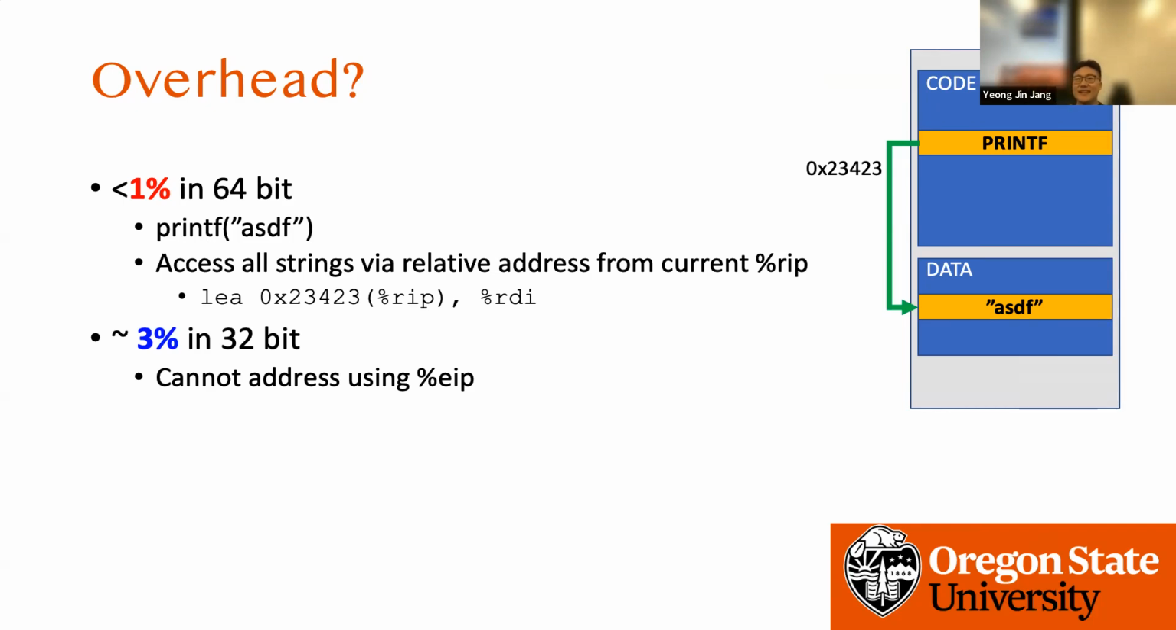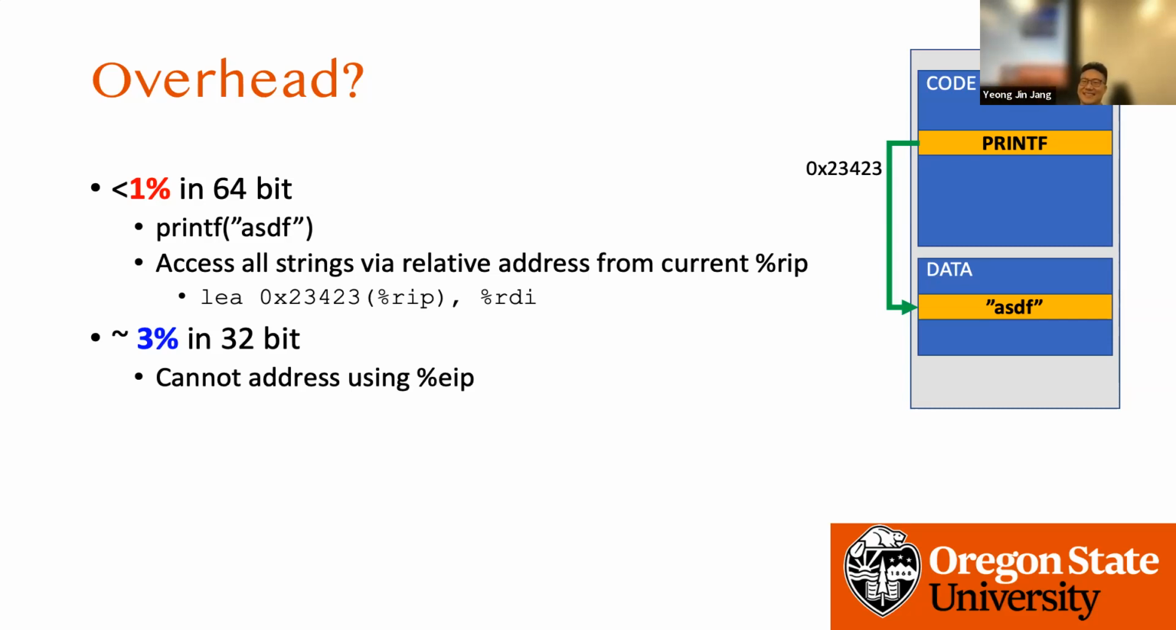Then they just store the value somewhere. They're going to store the absolute value. So how can you store the current instruction pointer? You cannot use the EIP register in mov, LEA, or any kind of operation.